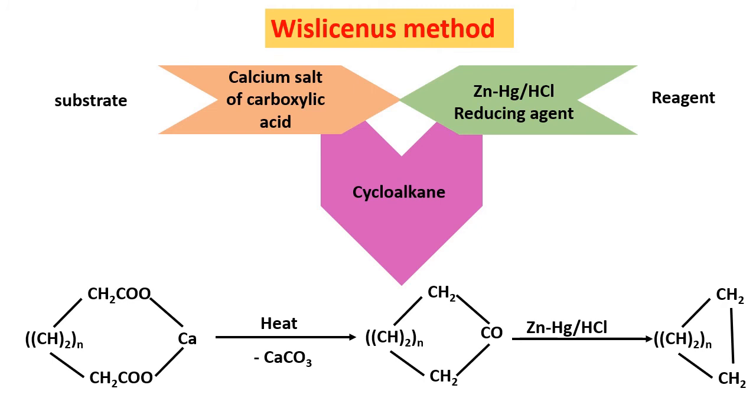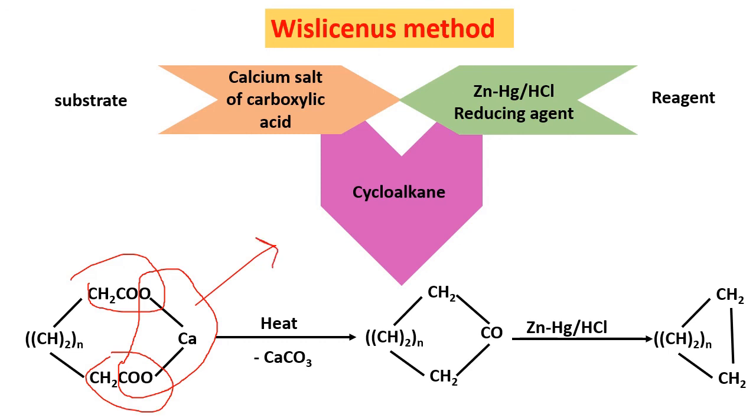In this case you have taken the calcium salt of a carboxylic acid. Basically this is a dicarboxylic acid. At one end one carboxylic acid group is present, at the other end one carboxylic acid group is present. The H is substituted by Ca. That's how we are getting a calcium salt of a dicarboxylic acid. Whenever you heat this kind of salt, calcium carbonate will be eliminated from this compound. Whenever calcium carbonate is eliminated, this part will be eliminated, and this CO will form a bond with this CH2, and that's how we get a compound like this.